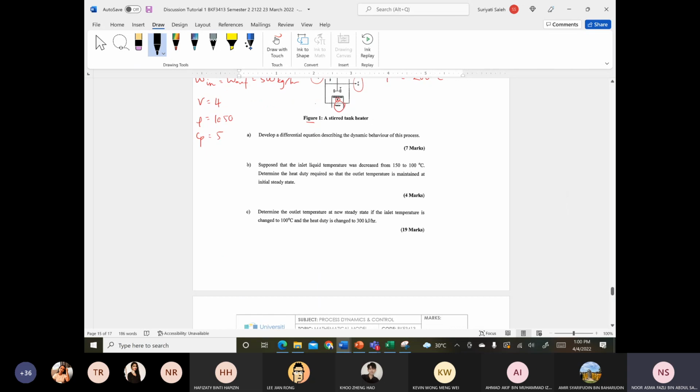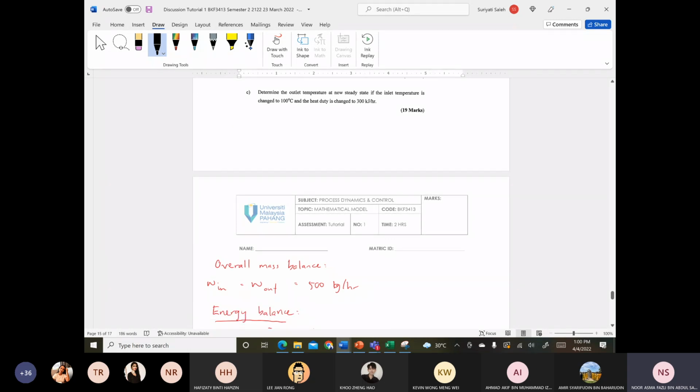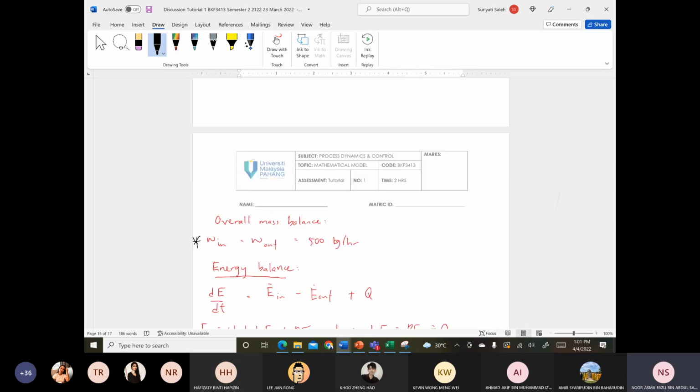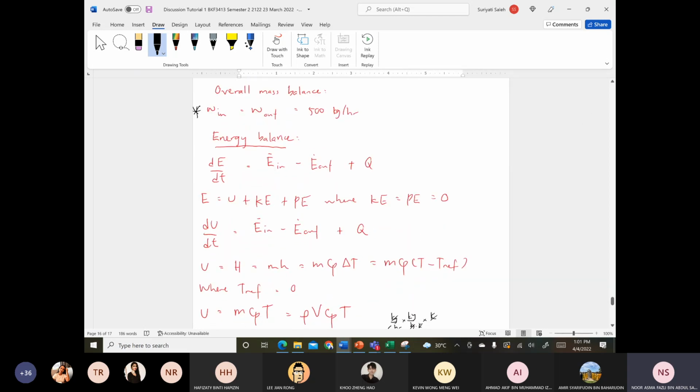the question asks you to develop a differential equation describing dynamic behavior. For this part, normally for the overall mass balance, you don't need to do the complete derivation because it has been stated that the flow rate is constant. Since you involve only one inlet, one outlet, then you can simply write like this. Okay, doctor. And of course, for the energy balance, you need to show the detail of how you derive it, because this is the balance that matters.